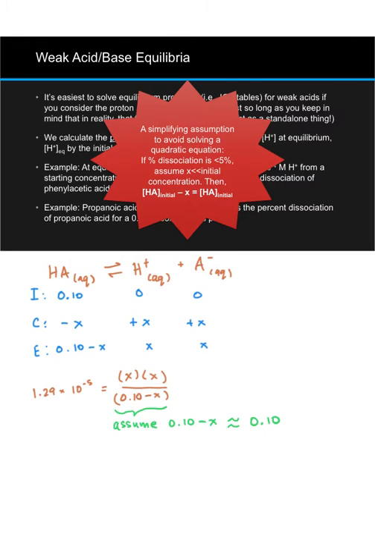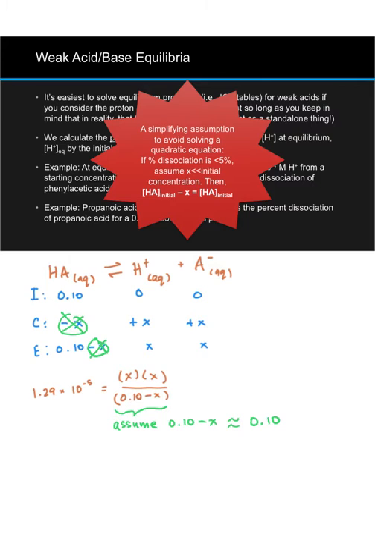In other words, we're going to disregard the X in the ice table for our intact molecular form of our weak acid under this assumption. We can start out making this assumption for every weak acid problem that we work with, and then calculate a percent dissociation at the end to validate it.